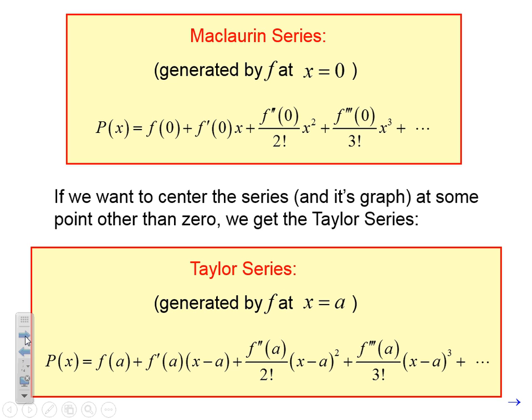If it's not centered at 0, we call it a Taylor series, and we do the same thing. Just notice that instead of x squared, x cubed, we have to write x minus a squared, x minus a cubed, because it's centered there. So if we plug in a, it would go to 0.